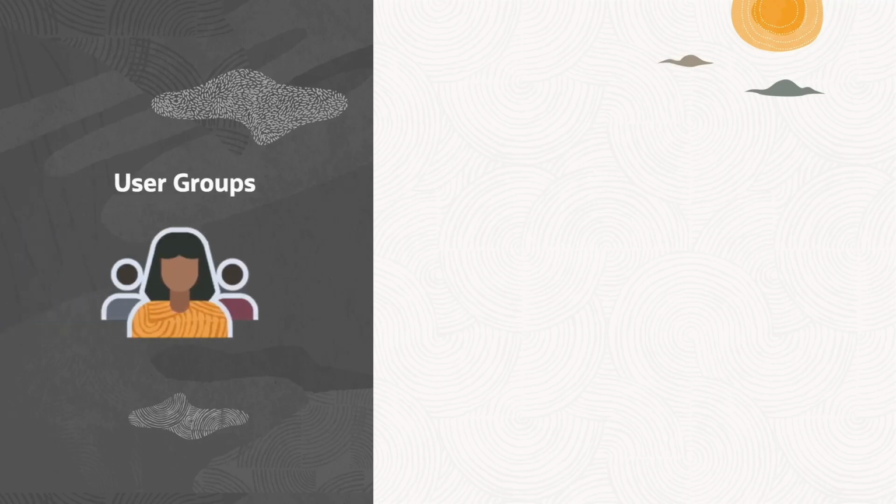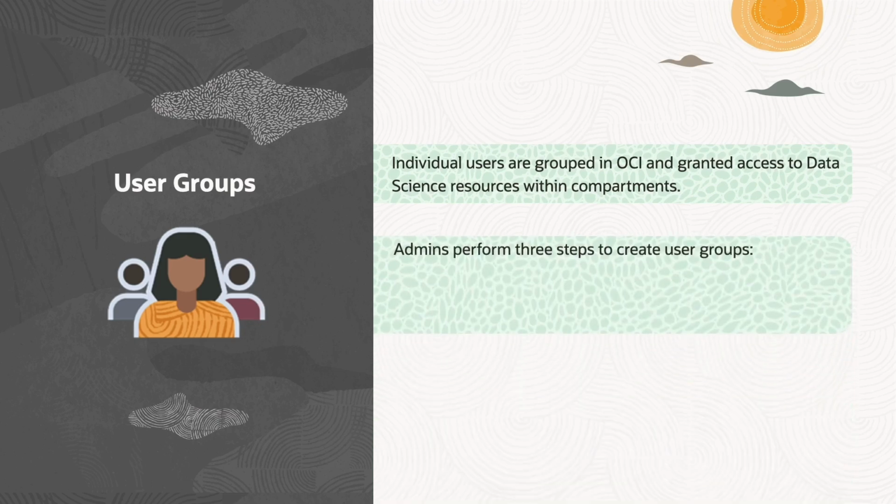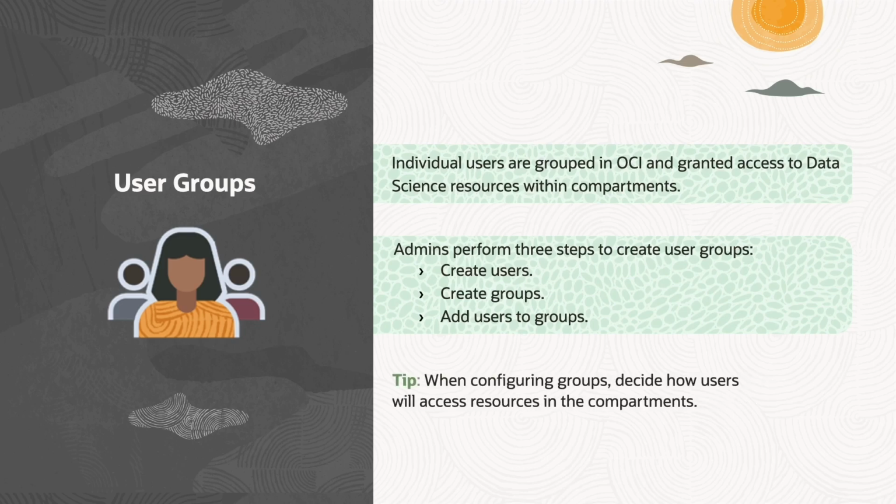Now, moving on to user groups, which are individual users that are grouped in OCI and granted access to data science resources within compartments. Admins can perform three simple steps to create user groups. Firstly, create the users. Secondly, create the groups. And finally, add users to groups. When configuring groups, first decide how users will access resources in the compartments.